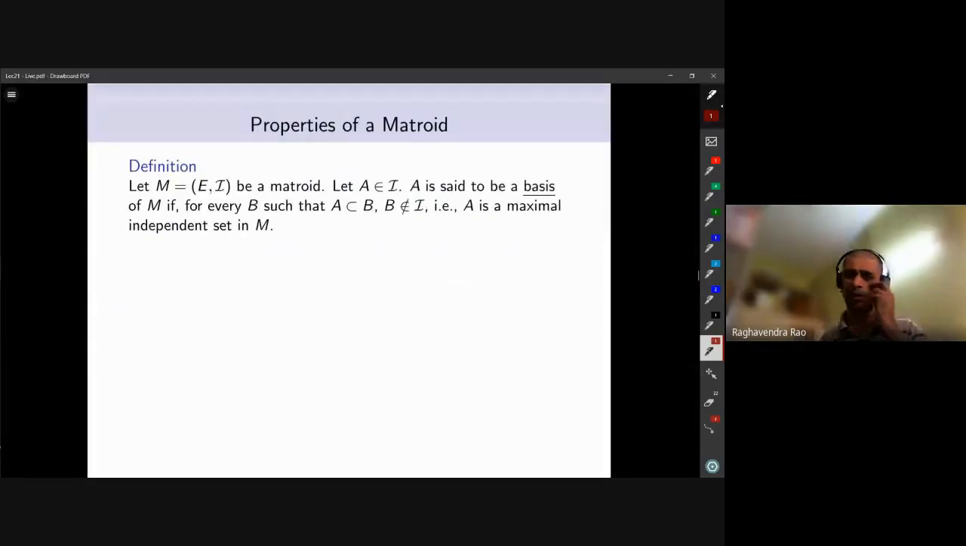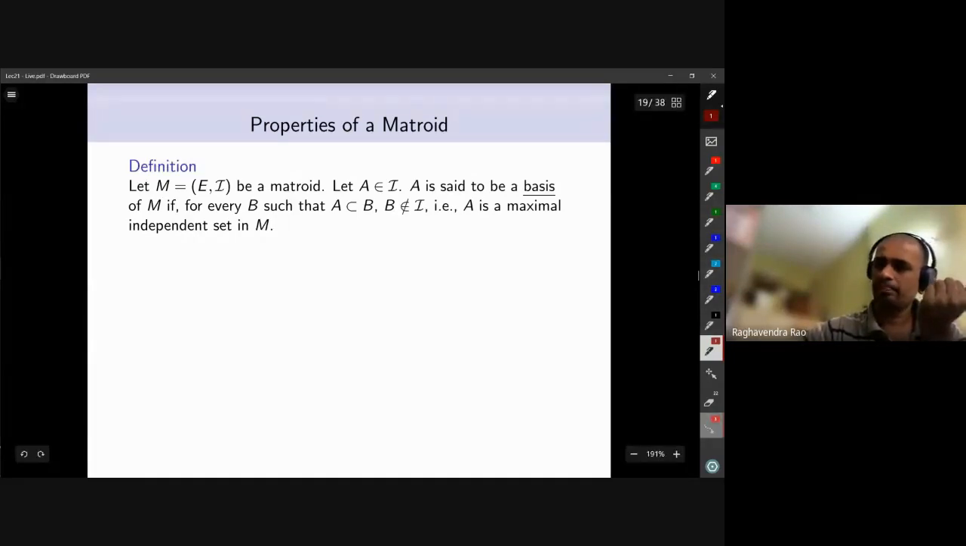Okay, so I'll skip this portion now. I'll prove one important property of a matroid, something very crucial. Start with an arbitrary matroid. A maximal independent set is called a basis of a matroid. It's just a name. A basis of a matroid is a maximal independent set.